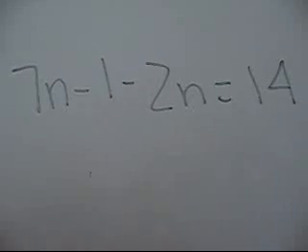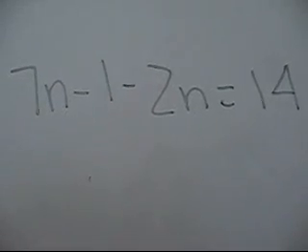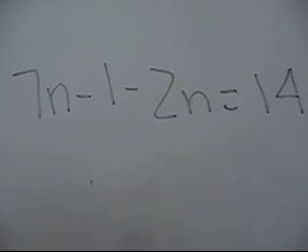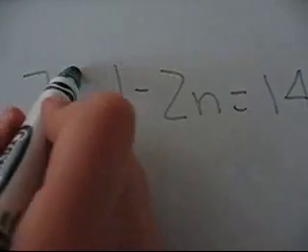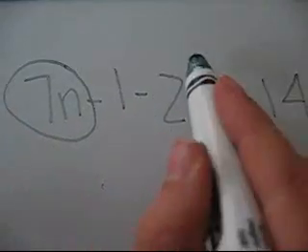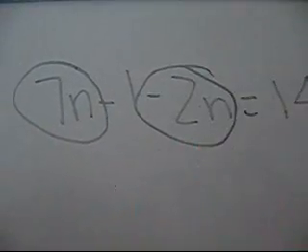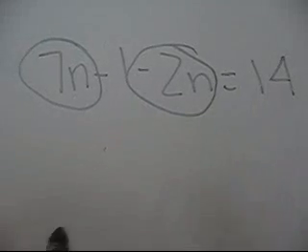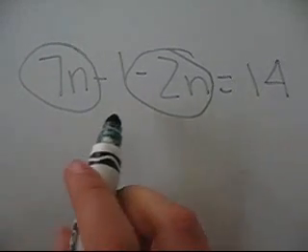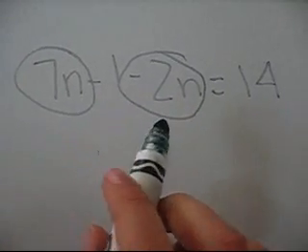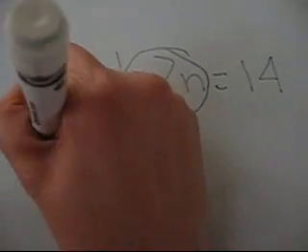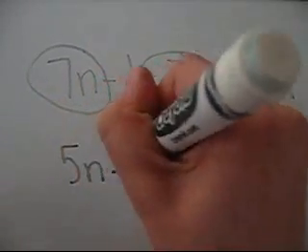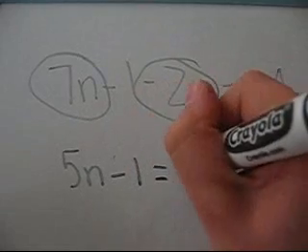Now let's do some multi-step equations. In multi-step equations, the first thing you do is combine like terms. The two like terms here are 7n and negative 2n. Don't forget the negative and positive. So, 7n and negative 2n combined is 5n. Then you have minus 1 equals 14.